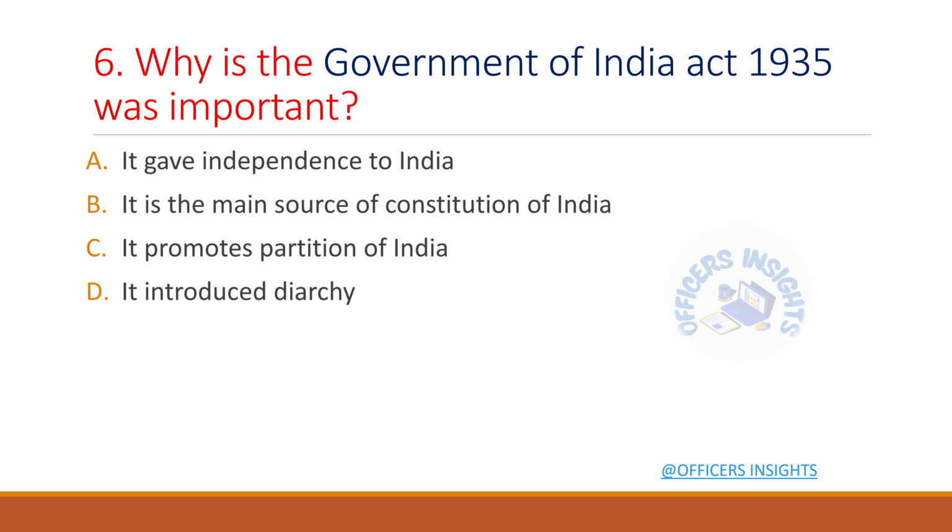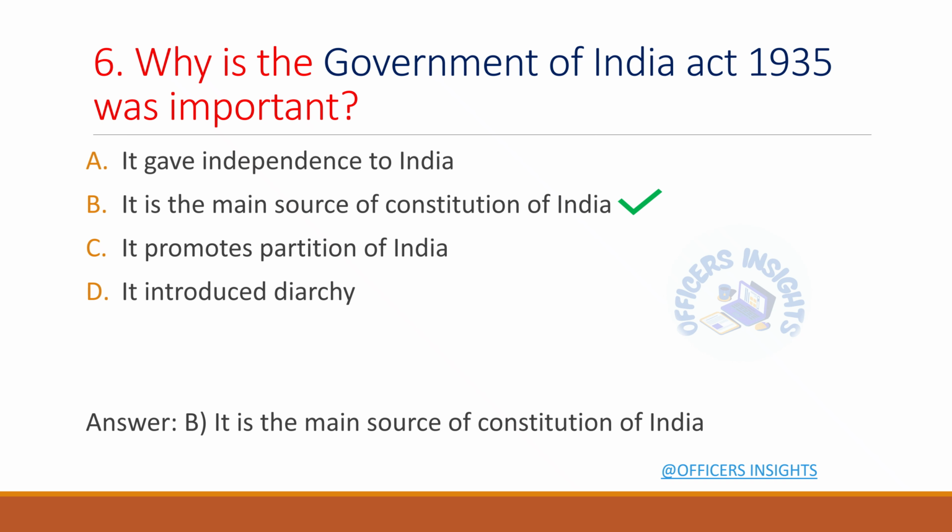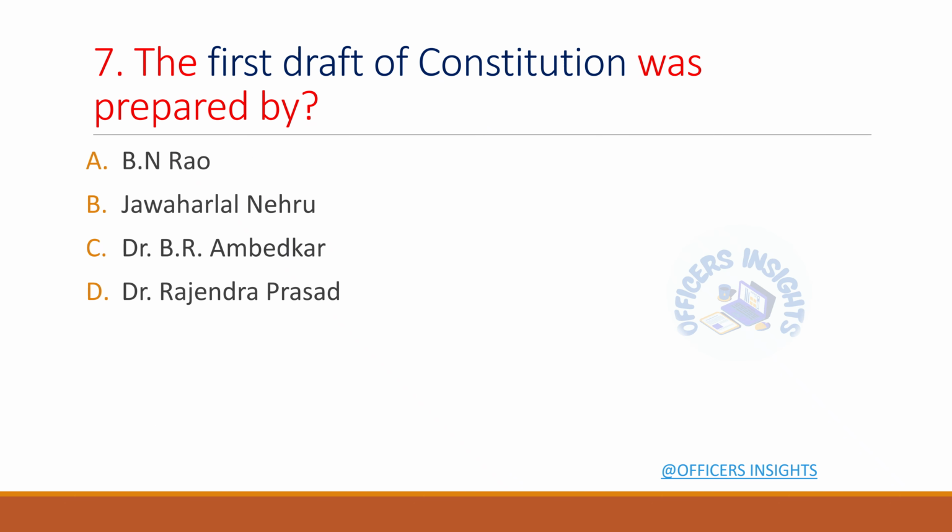Why is the Government of India Act 1935 important? Correct answer is option B. It is the main source of Constitution of India. The first draft of Constitution was prepared by. Correct answer is option A.